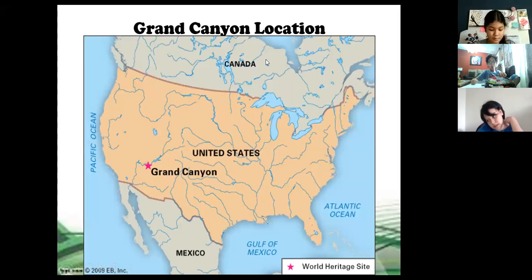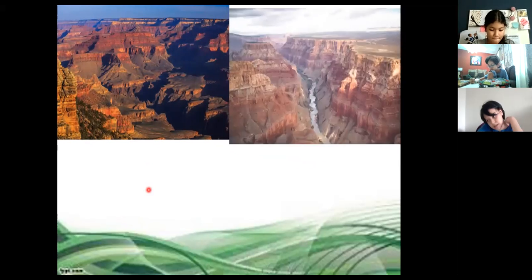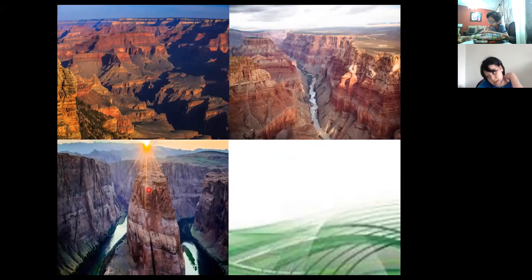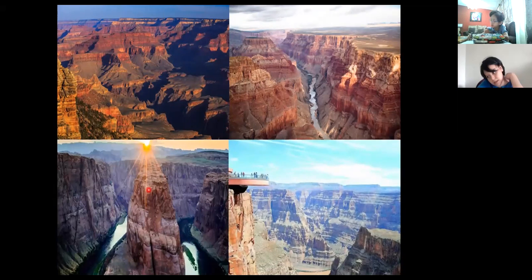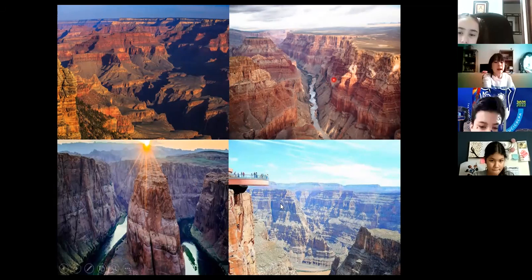As you can notice here, we have the map of the United States, and we have the location of the Grand Canyon. Remember that here we have the Grand Canyon in this place, in the Southwest region. Now here we have some pictures of the Grand Canyon. You can look at this picture, how the Grand Canyon looks. Would you like to be there, to be one of those visitors that are in this place? Would you like to be there? Oh, no. No?